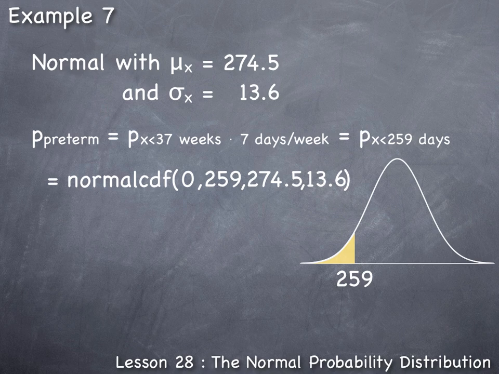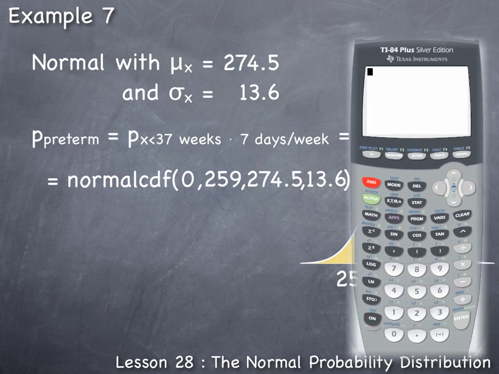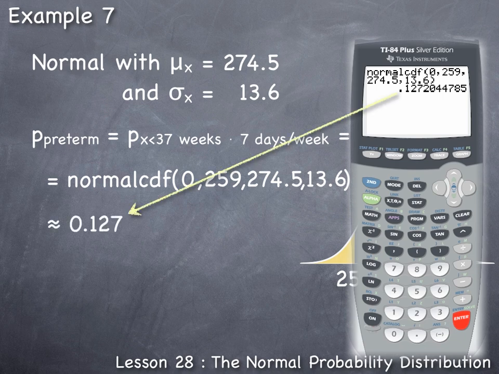The last number is sigma, the standard deviation, which was 13.6. So now we can enter this normal CDF command into the TI-84 calculator by going to the distribution menu. We get there by pressing second, DISTR, arrow down to normal CDF, press enter, and then the values 0, comma, 259, comma, 274.5, comma, 13.6, close parenthesis, enter. And we have our result. Rounding off this probability to 3 places after the decimal, we get approximately 0.127 as our probability.